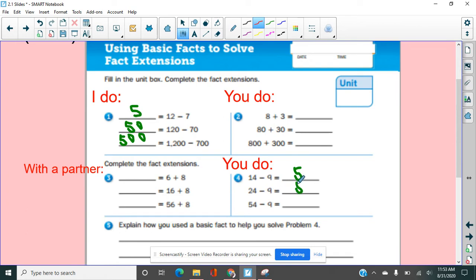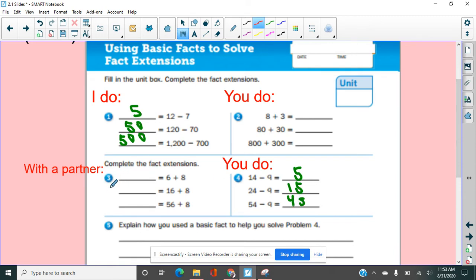However, since I went up by 10 here, I have to have 10 here because I went up by 10. Now I'm going to go up by 3 more 10s. 54 minus 9 has to end with 5 also, for sure. But 54 minus 9, if I counted that down, I would end up with 45, like that.